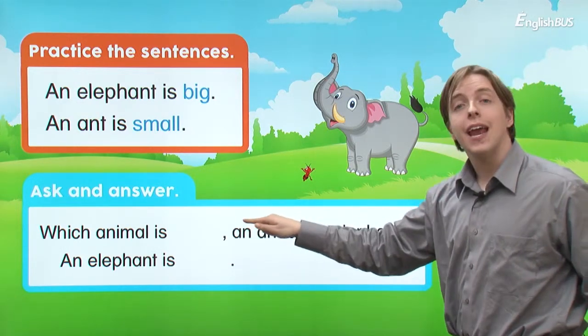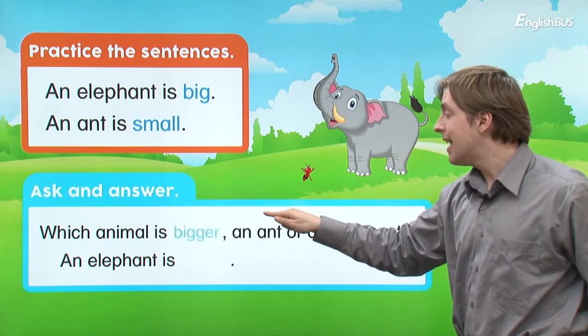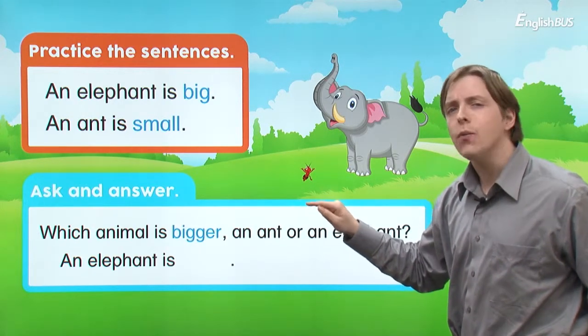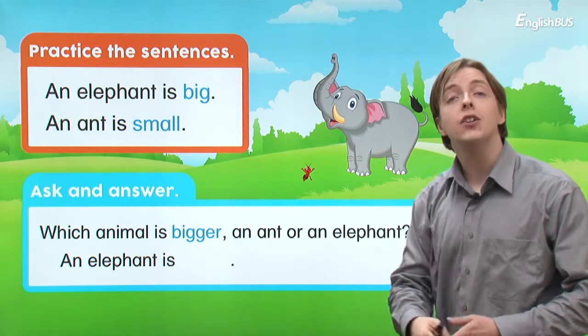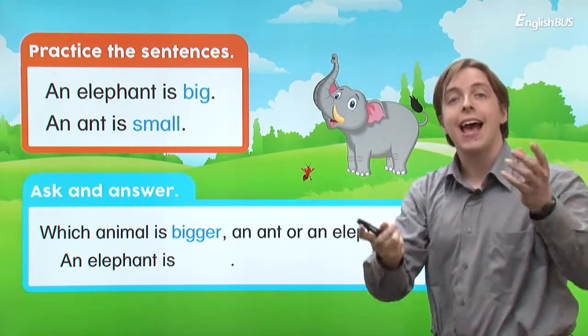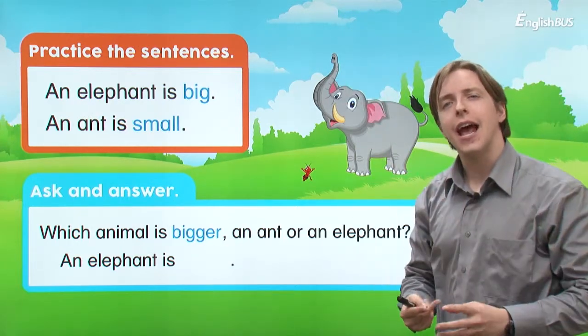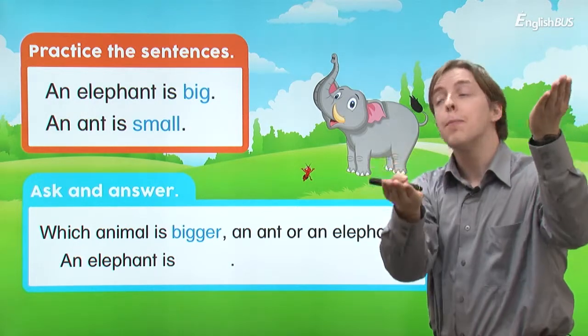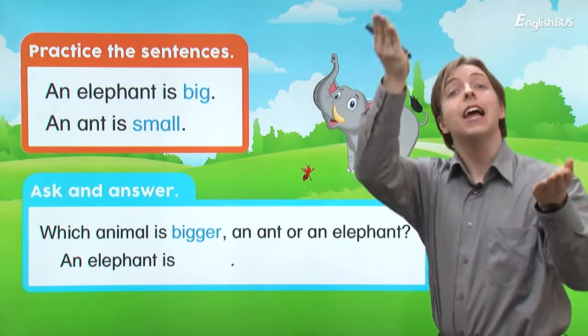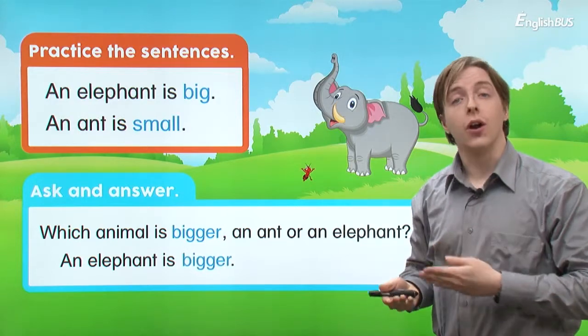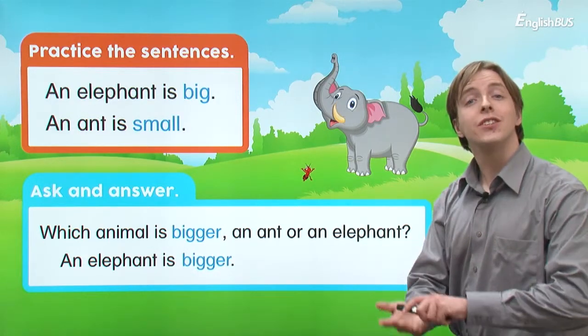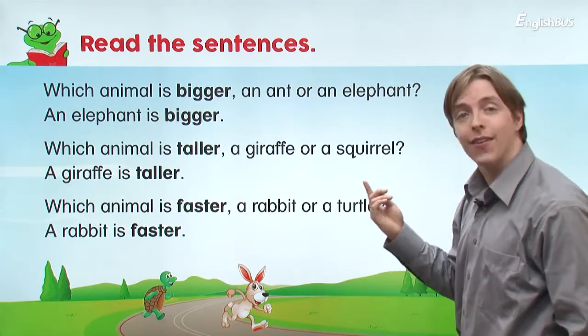So here we could say which animal is bigger, not which animal is big, because we are comparing an ant and an elephant and asking which one is bigger. An elephant is bigger. So now let's turn the page and let's read the sentences together.